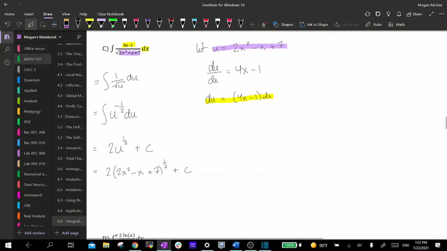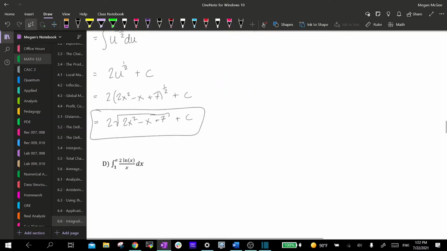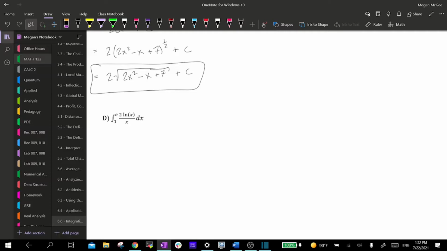And then you could also rewrite this as the square root if you wanted to, but leaving it as to the exponent of 1/2 means the same thing. But here we have our final answer. All right, so for part D, we have a definite integral. Okay, so let's go ahead and see where this takes us.